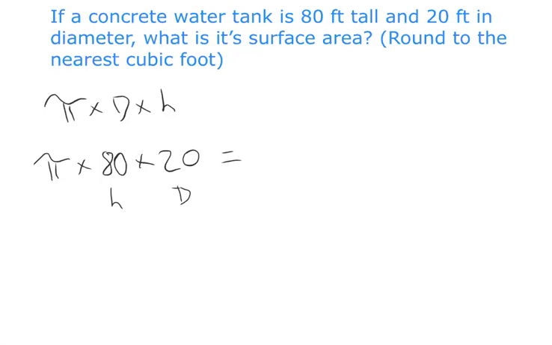If a concrete water tank is 80 feet tall, so pi times 20 is our circumference, and then times 80 feet tall gets us a schwacking huge number, right?